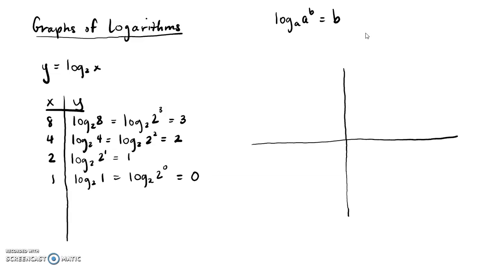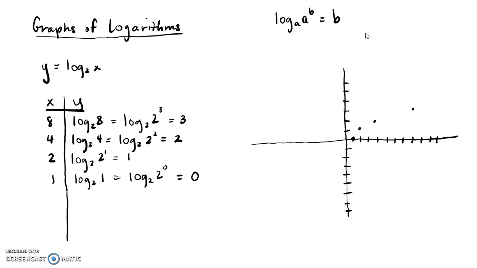All right, so we need to go out to 8. Okay, 2, 4, 6, 8, and 3, 2, and 1. All right, so (1, 0), (2, 1), (4, 2), (8, 3).